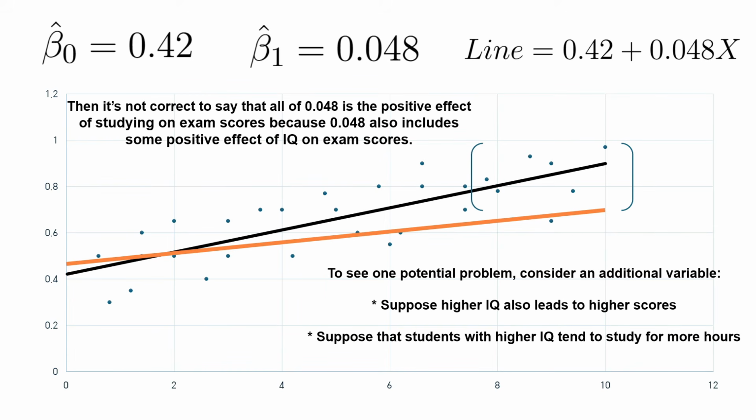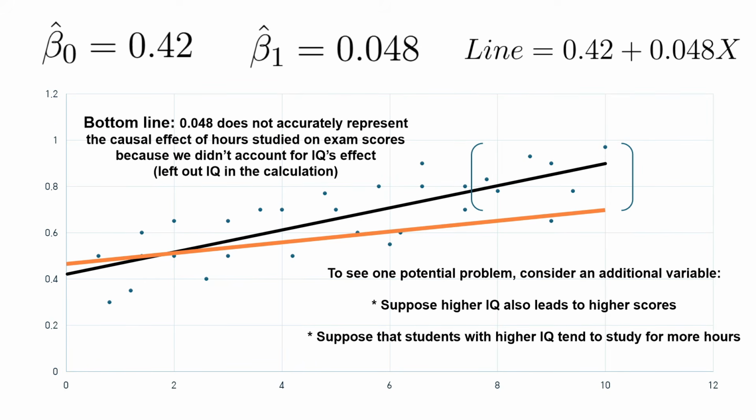By exactly how much lower is the true effect of our study in comparison to 0.048? Well, to answer that question, we have to do whole new calculations. The bottom line in this new scenario is that 0.048 does not accurately represent the causal effect of our study on exam scores because we didn't account for IQ's effect. We left out IQ in the calculation.